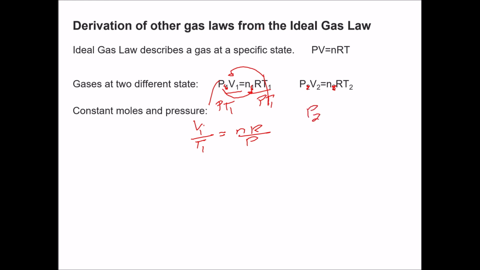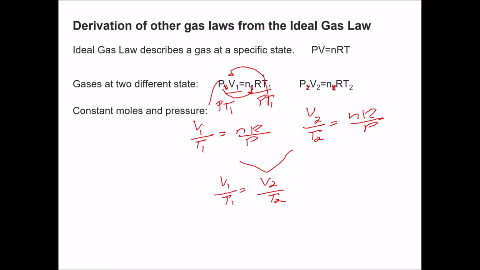So V2, let's see. There we go. So V2 over T2 equals NR over P. So notice how my constants are on one side for each expression and my variables on another. And since they both equal the same constant, we're going to get V1 over T1 equals V2 over T2.